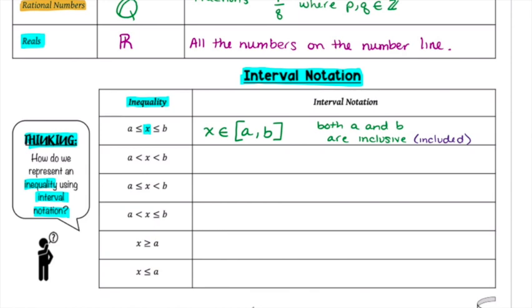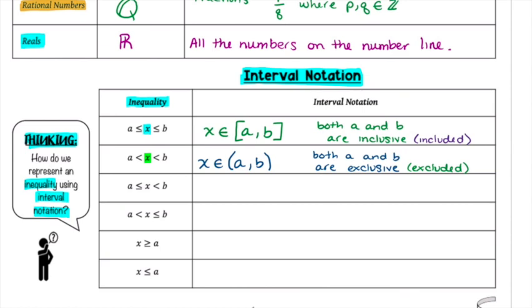The next one, we have A is less than X, which is less than B. So here we have X is an element of A and B, in which A is not included, so parenthesis around A, and B is not included. In this case, both A and B are exclusive, which just means they're not included.